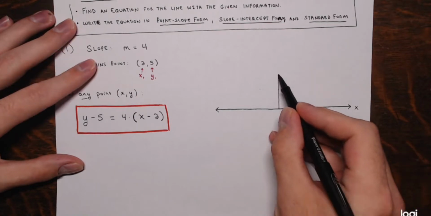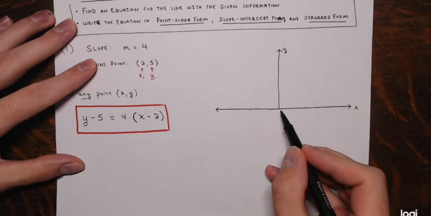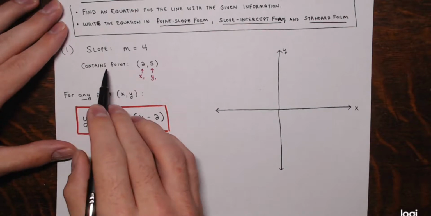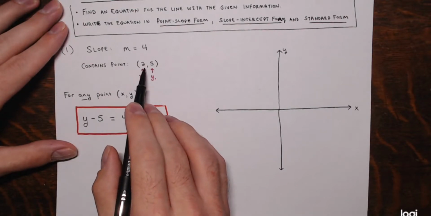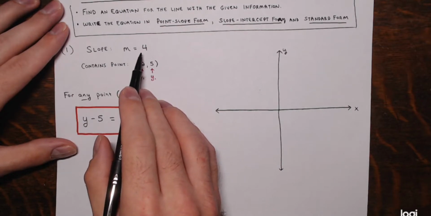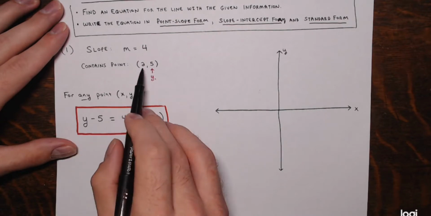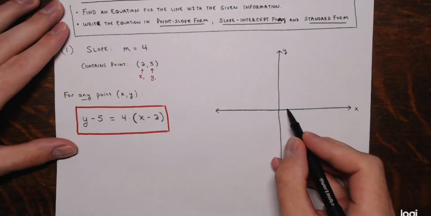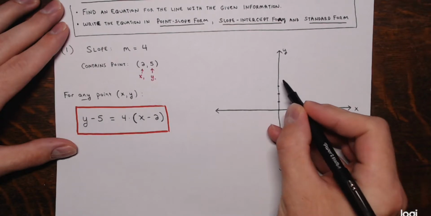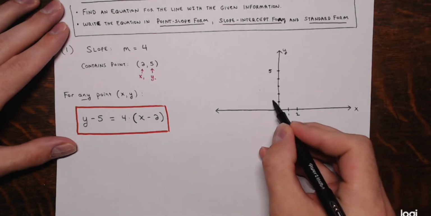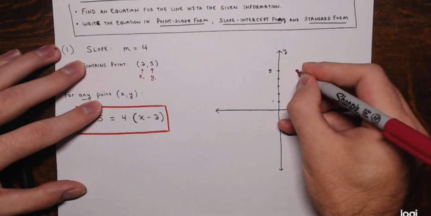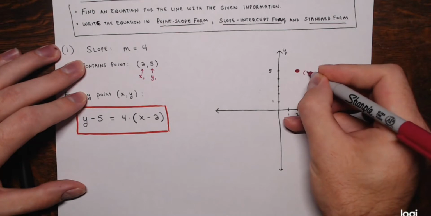Just making a rough hand drawing here. X-axis, Y-axis, right? And we know a point. Plot the point first, and then once you know a point on the line, you can use the slope to get to other points on the line if you wish. So x is 2, y is 5, and there's one point on this line. There's the ordered pair (2, 5).